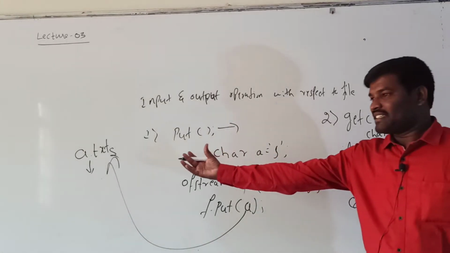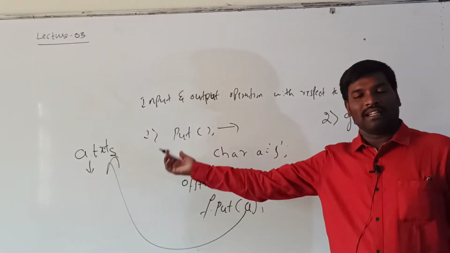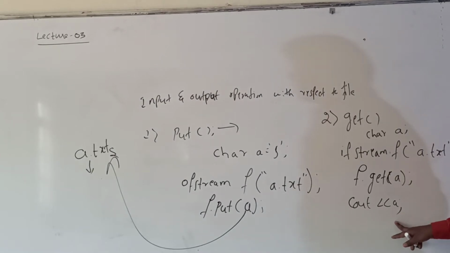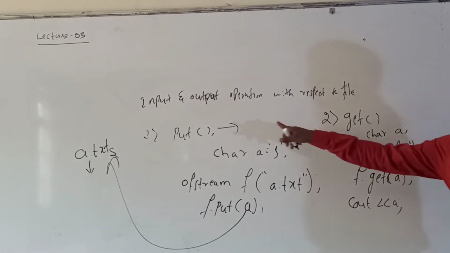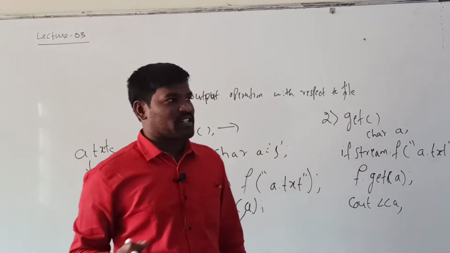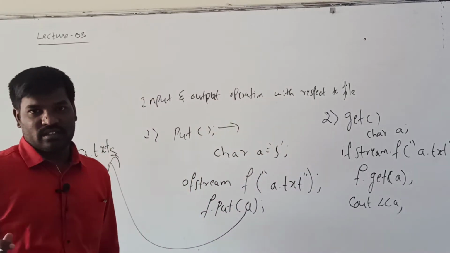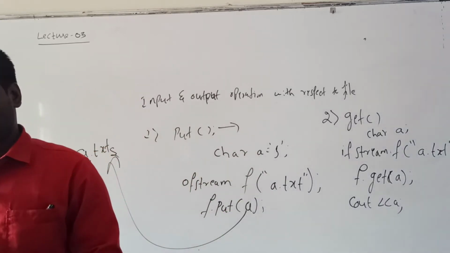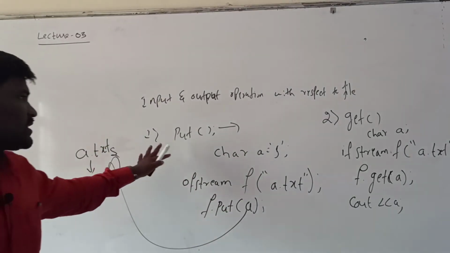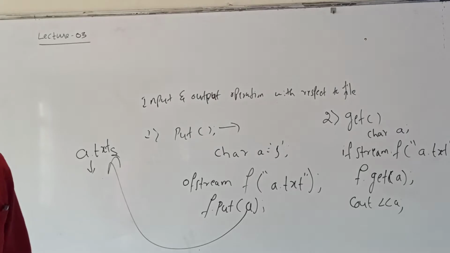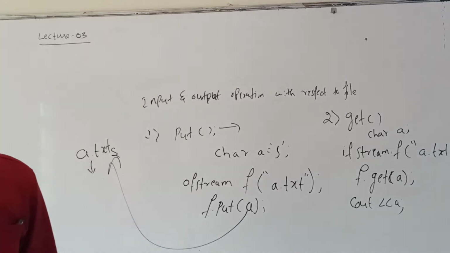Once the data is fetched from the file, it is again made visible to the user. For that purpose we have to use cout of a here. The first function is the put function, the second function is the get function. Put is an output function and get is an input function. Put is used to write a single character, get is used to read a single character. These two and another function are all important for 3 marks. Most of the time they ask: explain the input and output operations with respect to the file.